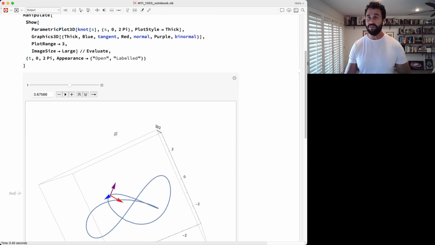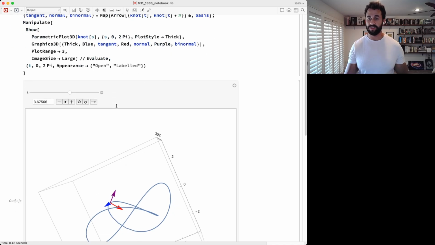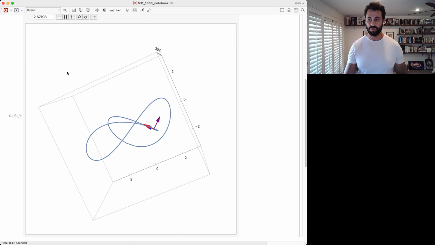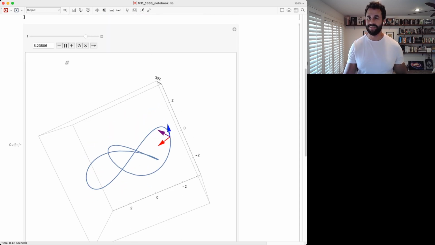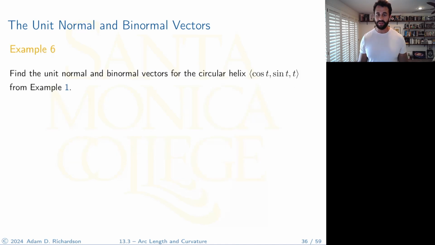This will be included on Canvas. You're welcome to play around with this, dig through the code if you're interested. You can play it, you can pause it. So, have fun. But this is the thing that we're talking about, and this is the thing that we need to be able to calculate, and this is the thing that we're going to calculate right now. So let me go back to the slides. All right, here we go.